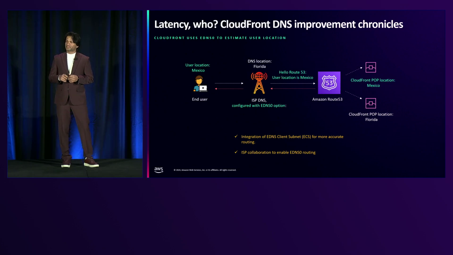Given AWS's global scale, we've started partnering with major ISPs in the US and worldwide to direct traffic through eDNS 0. In some cases, up to 100% of the traffic from specific ISPs now uses this improved routing method with us.